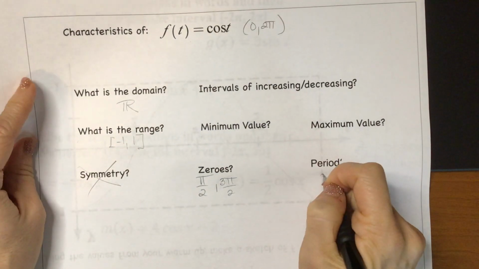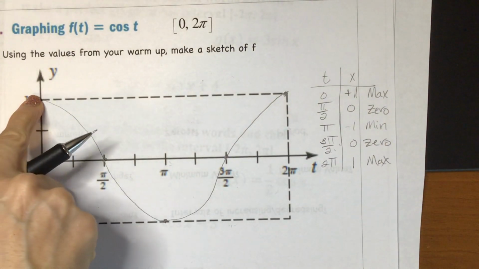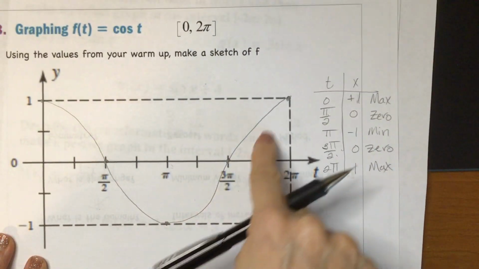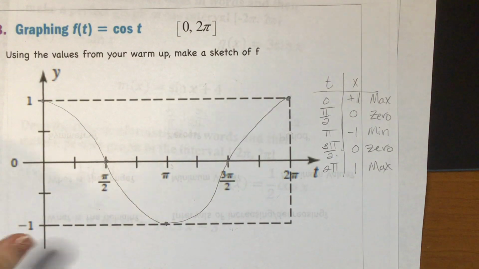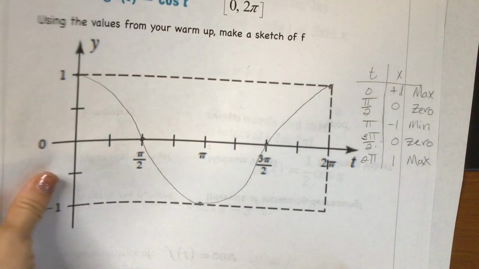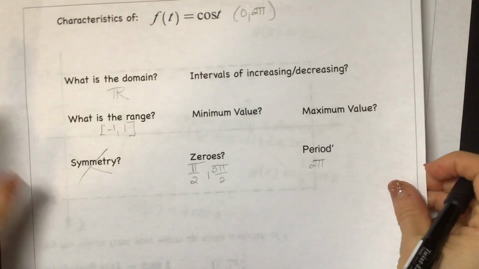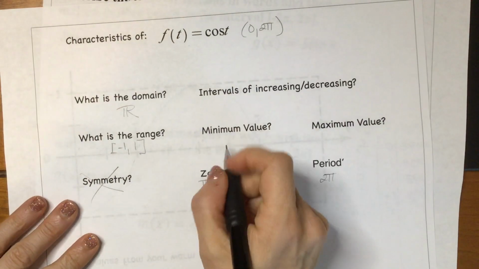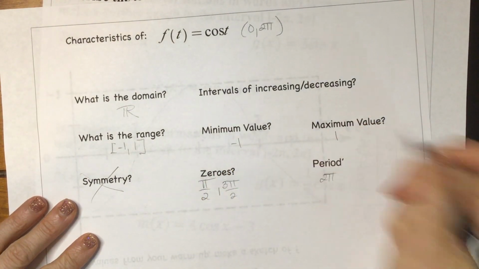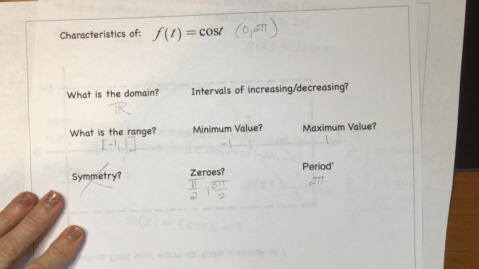The period is still 2 pi. That's enough to complete one cycle. I start at max and I end up at max. So that's what one cycle is. Where you start, you end up. My minimum value is still -1. My max value is +1.